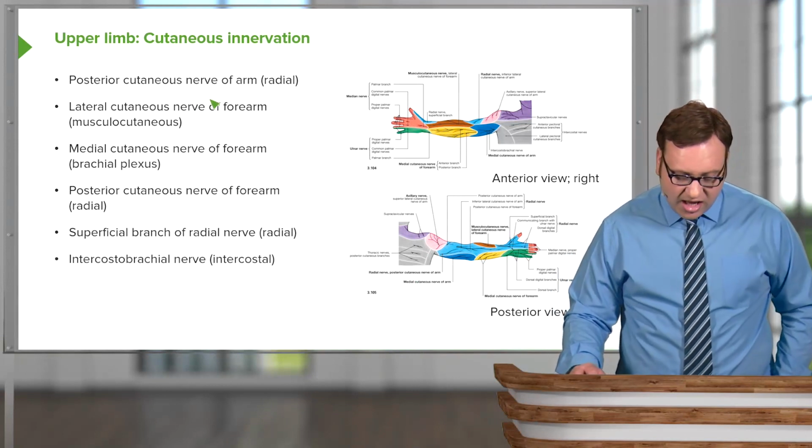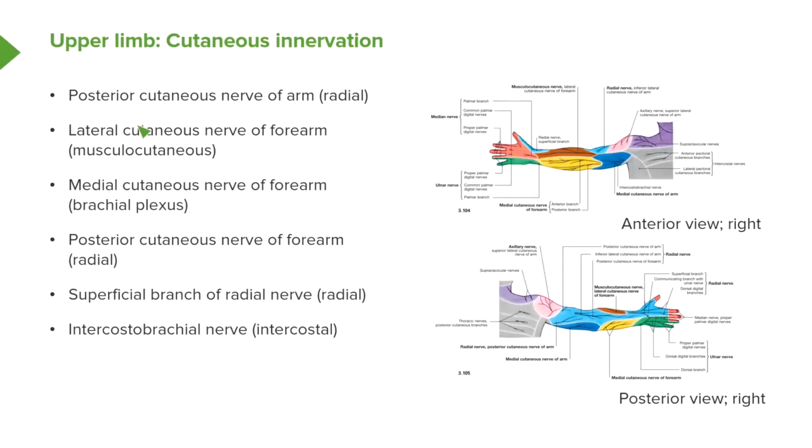Posterior cutaneous nerve of the arm, a branch from the radial. The lateral cutaneous nerve of the forearm. Medial cutaneous nerve of the forearm. Posterior cutaneous nerve of the forearm. So all of the aspect of the forearm is covered via these cutaneous nerves that are coming from specific places. Coming from the musculocutaneous nerve. Coming from the brachial plexus directly. Coming from the radial nerve here, or the intercostal nerves.